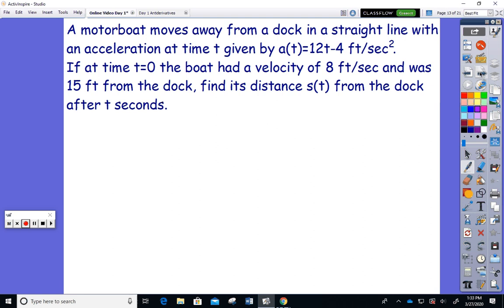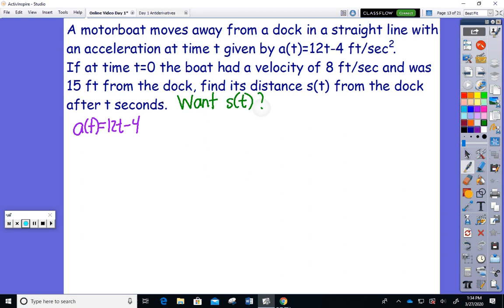Now, I notice when I read the problem that I'm being given the acceleration of a motorboat. So I'm going to write that down: a of t equals 12t minus 4. And if I read the problem, I know that at time 0, I have a velocity and a position of the boat. And then it asks me to find s of t, which is the boat's position in the water. But we're going to call it the boat's distance from the dock after t seconds. So I want some sort of equation for s of t.